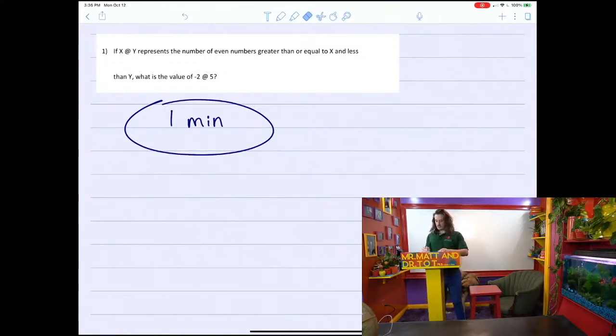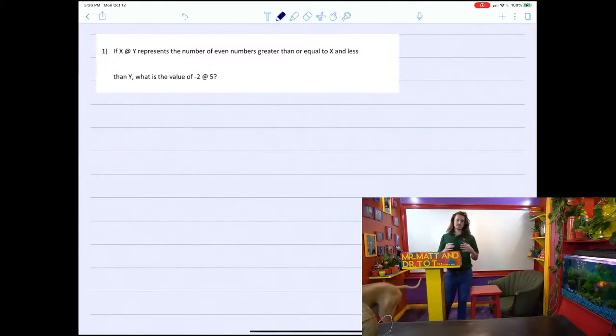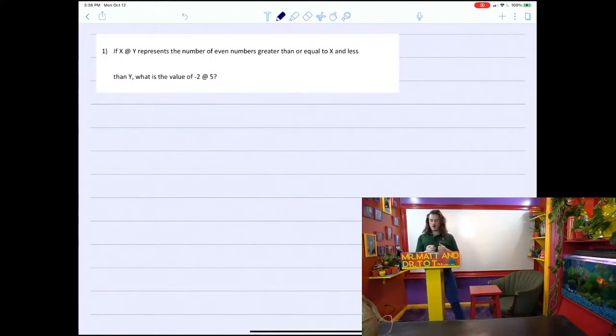Okay, so that was the 2 minutes. Let me give you some hints here. So this is an example. There's some real cross-sectionality here because this is also a question involving symbolism. So if x at sign y represents the number of even integers greater than or equal to x and less than y, what's the value of -2 at sign 5?